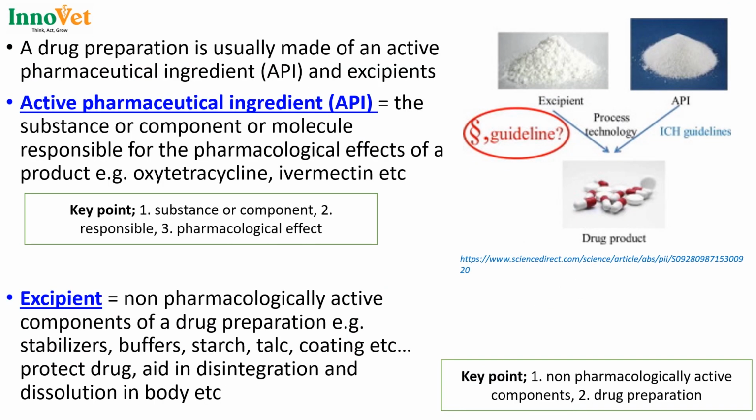The next is, in a drug, there are going to be 2 components. One is going to be the active pharmaceutical ingredient, which is the API, and the other is the excipient. Now, the active pharmaceutical ingredient is the substance or component or molecule that is responsible for the pharmacological effects of the product. So it's the real drug, the real component that is going to bring about the results. For example, the oxytetracycline, the ivermectin.